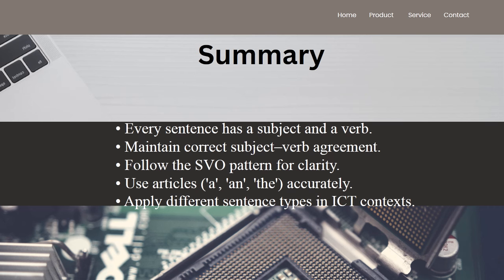To summarize today's lesson, every correct English sentence contains a subject and a verb. The subject and verb must always agree in number. Using the SVO pattern will make your writing clearer and more direct. Articles help you identify whether something is general or specific. And finally, understanding sentence types allows you to communicate effectively, from giving instructions to describing systems or asking questions.